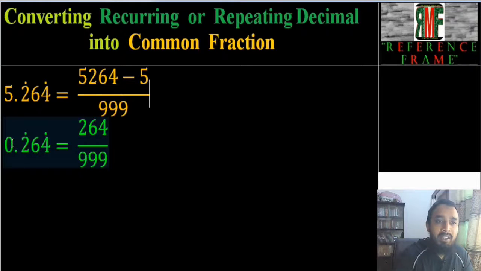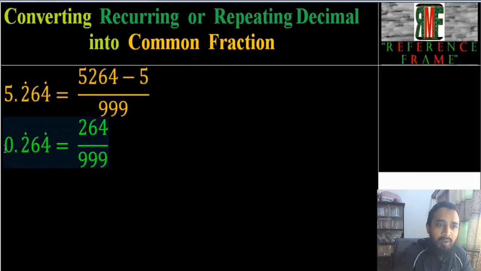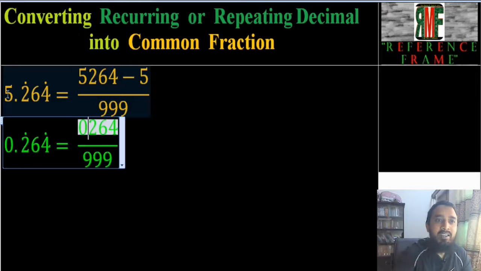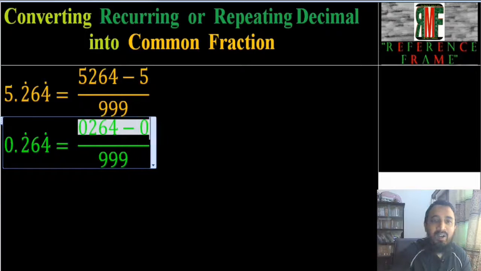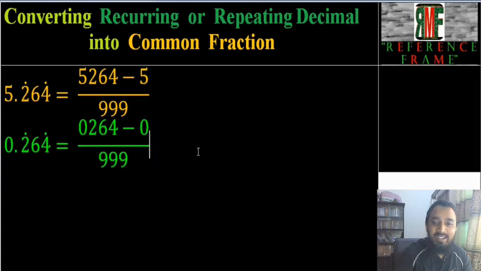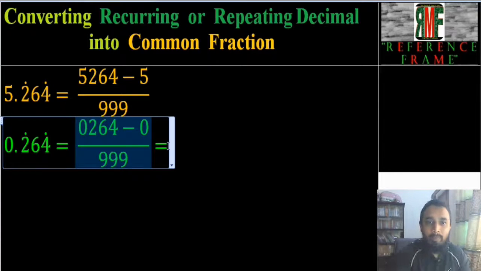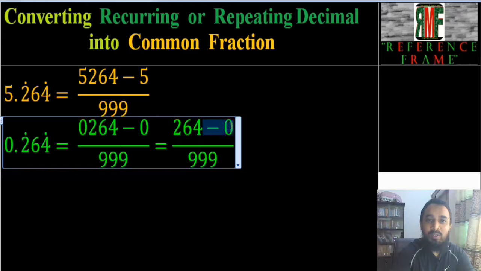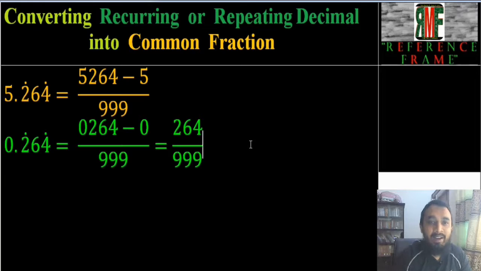Look here, what is the part here? 0. What is the part here? 5. So 5 is placed before. So what is here? 0. Put down 0 before. Now we're going to subtract the term before the decimal. What is the term before the decimal? 0. Ultimately, this one equals 0.264 divided by 999 that you learned earlier.